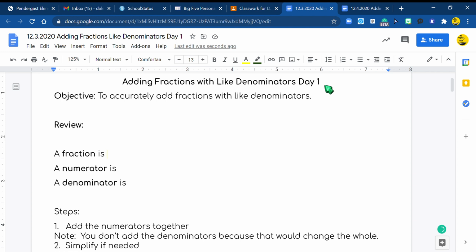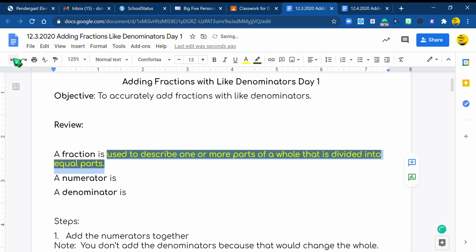First thing we got to do is review our vocabulary. What is a fraction, you guys? You guys are amazing. You're right. It's used to describe one or more parts of a whole that is divided into equal parts.